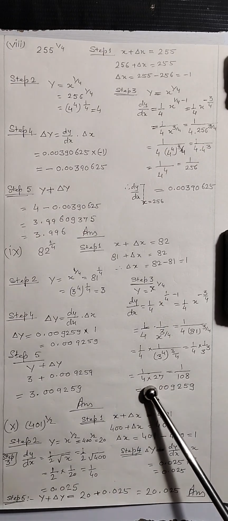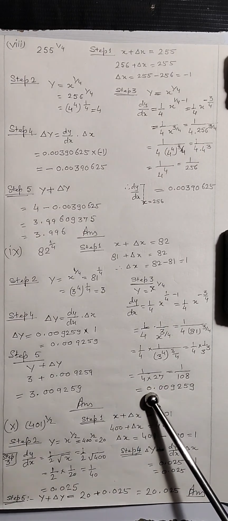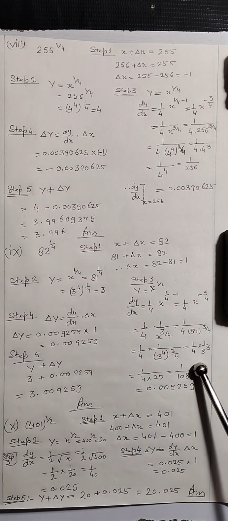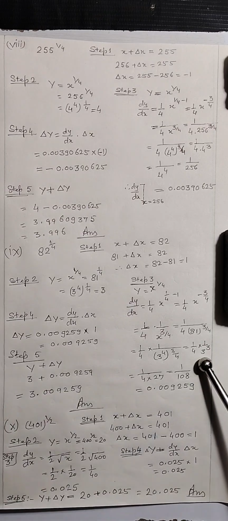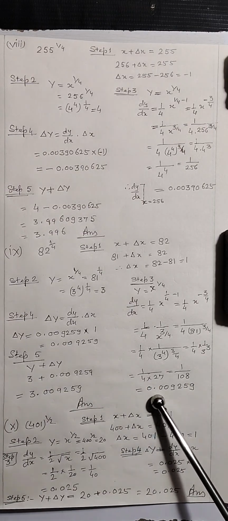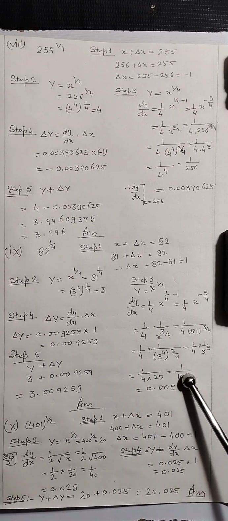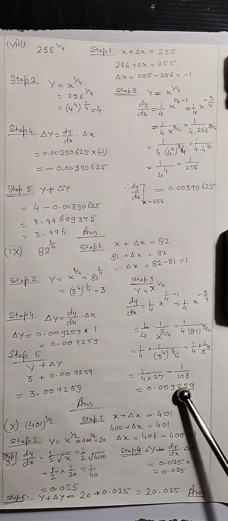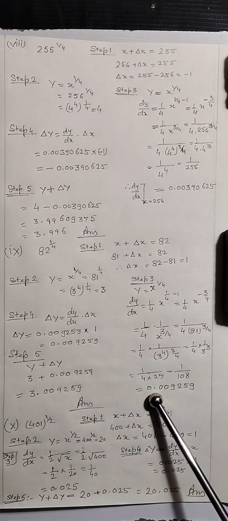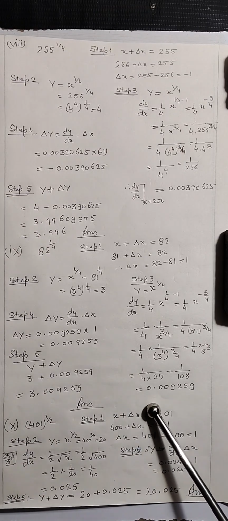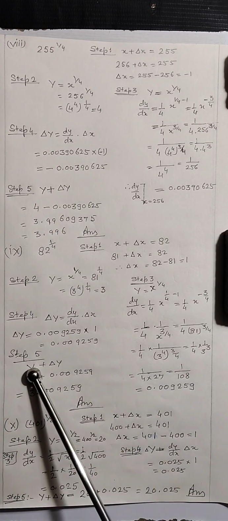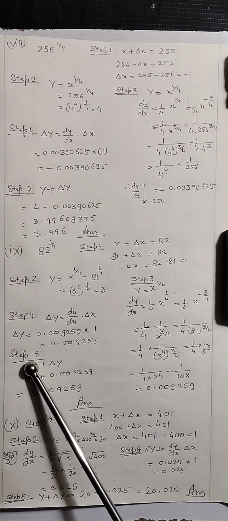After solving you will get 1 upon 4 into, in the denominator, 27. So solving 3 raised to power 3, 4 as it is, 3 raised to power 3 means 27. So 4 into 27 will be equal to 1 upon 108, and divide it and solve, that will be equal to 0.009259.